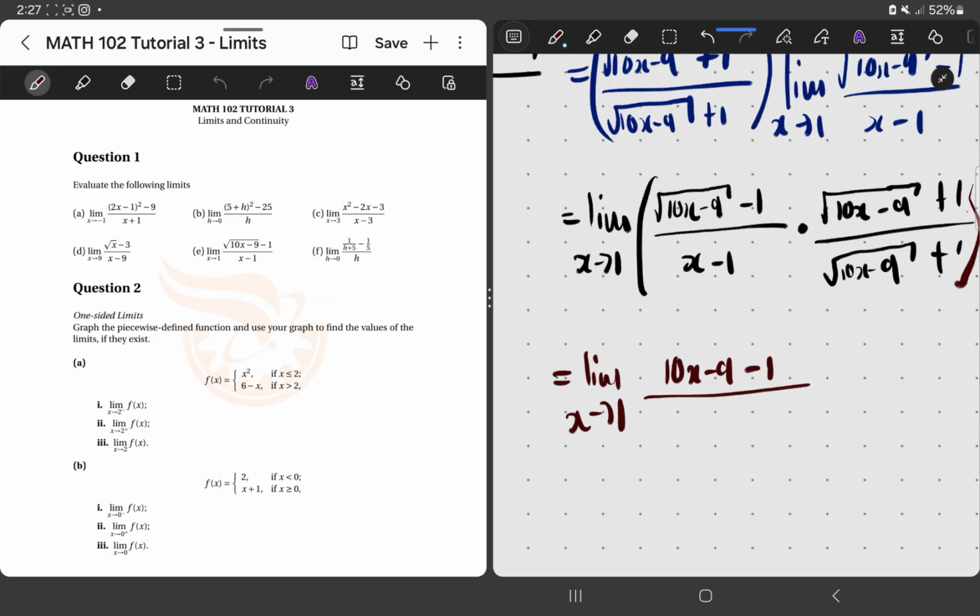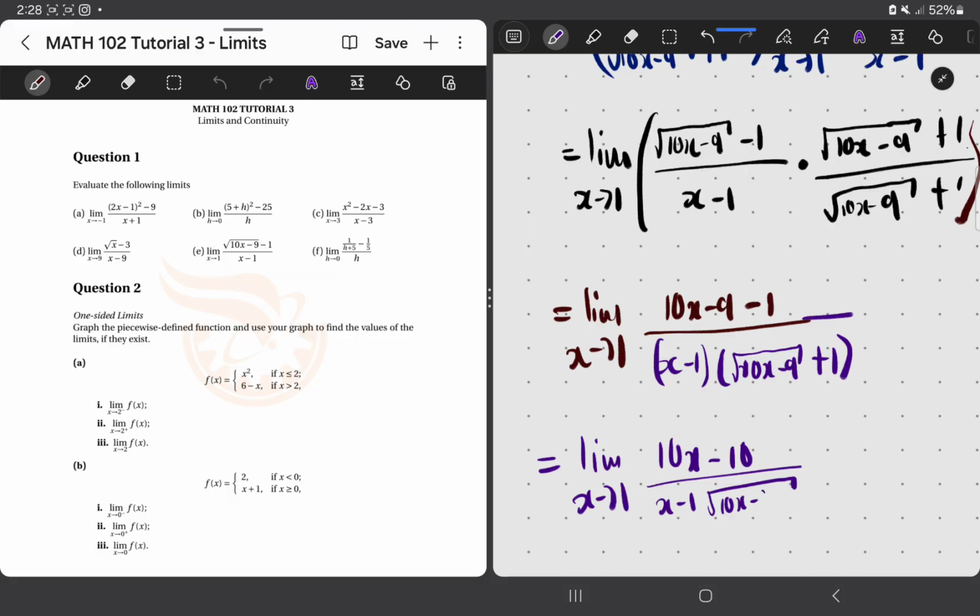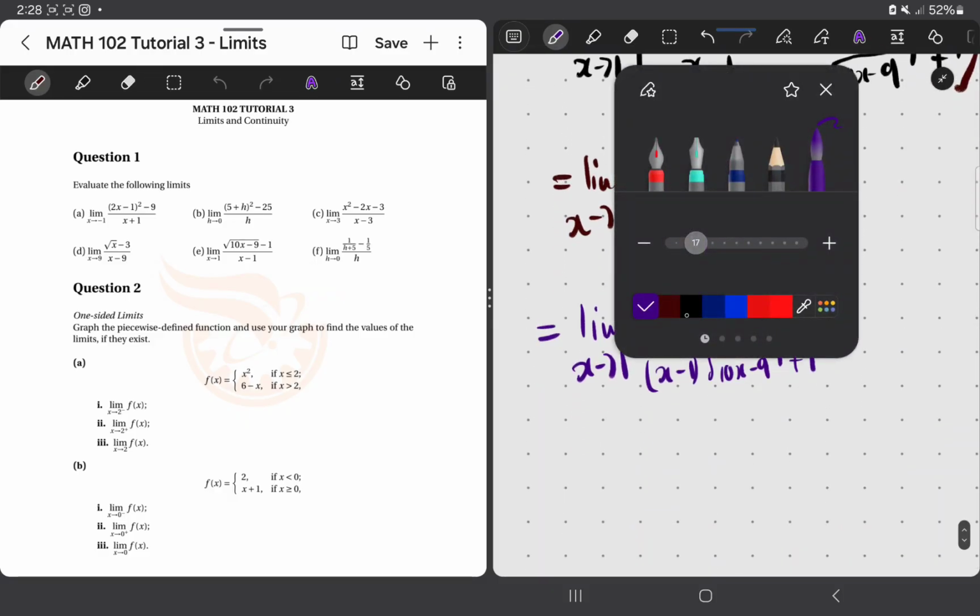And it's now all over, here we just bring it as it is. We don't just expand denominators. This is x minus 1 multiplying the square root of 10x minus 9 plus 1. These two are multiplying each other. So what are we going to have? We end up having the limit as x goes towards 1 of 10x minus 9 minus 1, which becomes 10x minus 10, all over x minus 1 multiplying the square root of 10x minus 9 plus 1. Now we are still going to have a 0 here.